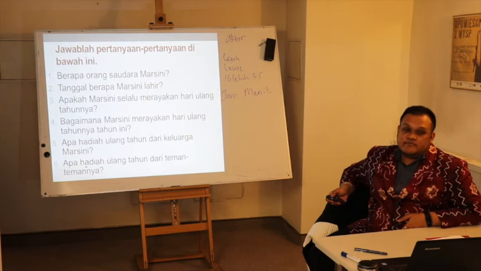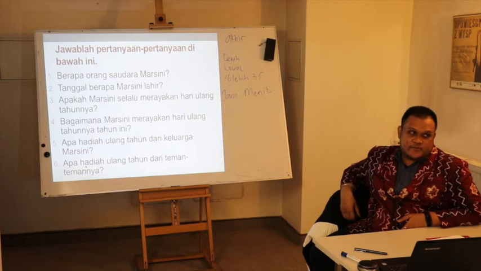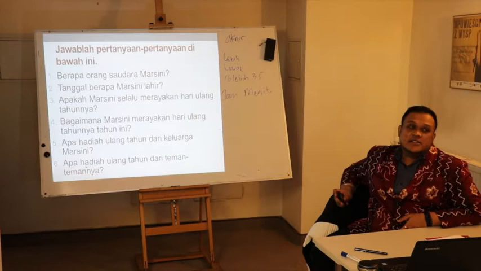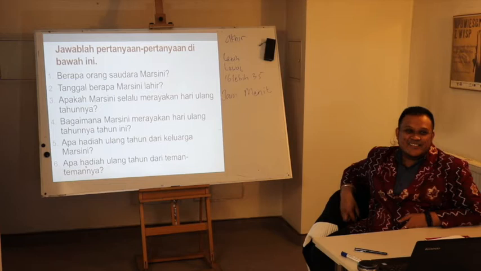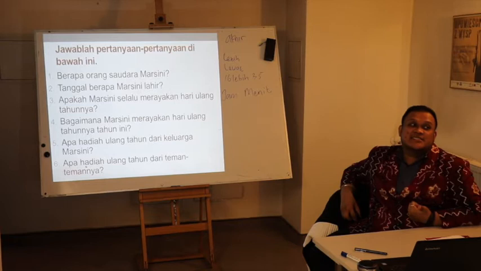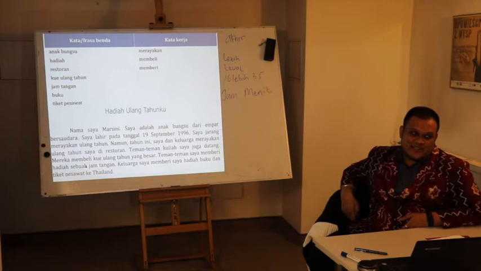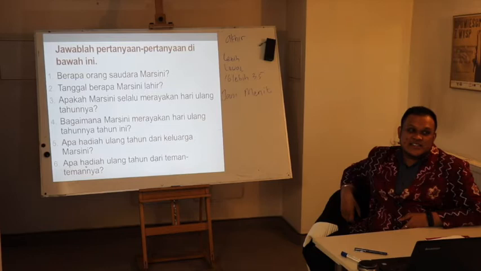Berapa orang saudara Marsini? Empat. Berapa orang saudara Marsini, in English? How many siblings? Yes, saudara is sibling. How many siblings does Marsini have? Tanggal berapa Marsini lahir? 19 September. Tahun? 1996. Yes, very good.